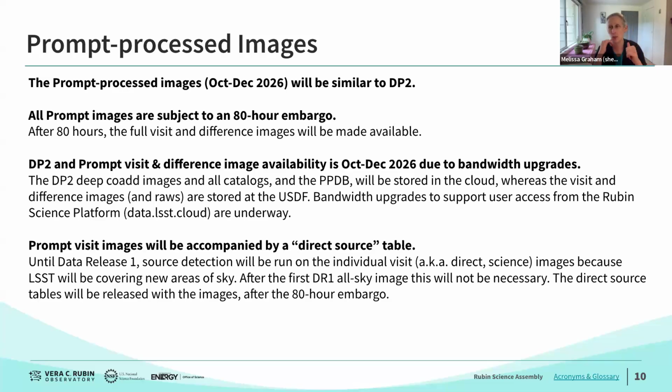After the first Data Release 1, when all the data is reprocessed and everybody has source and object catalogs for the full sky, it won't be necessary to make these direct source tables anymore. Final note is that the direct source also becomes available after the 80-hour embargo, because they go with the visit images.